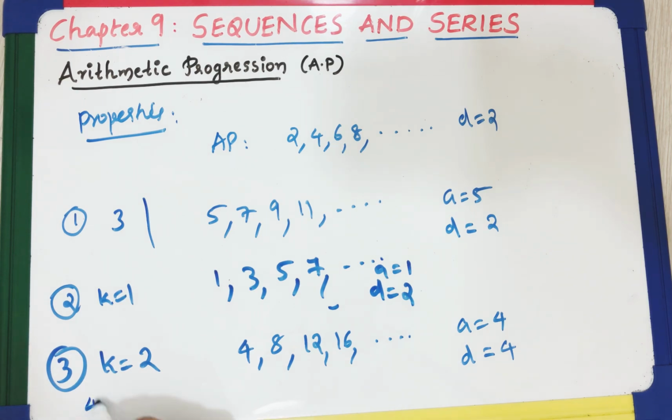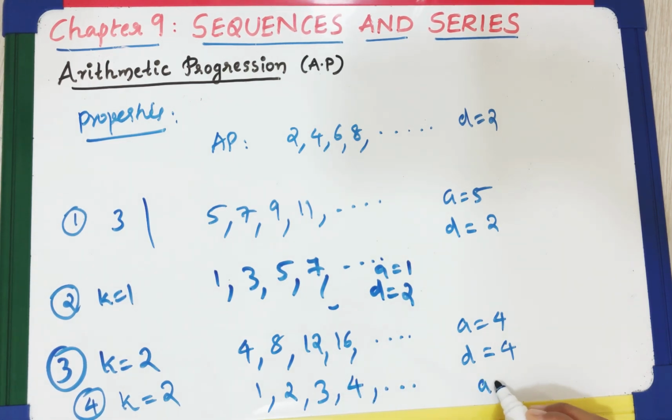Now the fourth property is: if each term of the AP is divided by a non-zero constant, then the resulting sequence is also an AP. We can divide it by 2 itself. Then the sequence will be 2 by 2, 1, 4 by 2, 2, 6 by 2, 3, 8 by 2, 4, etc. Here this is an AP with a equal to 1 and d equal to 2 minus 1, 3 minus 2, 1.